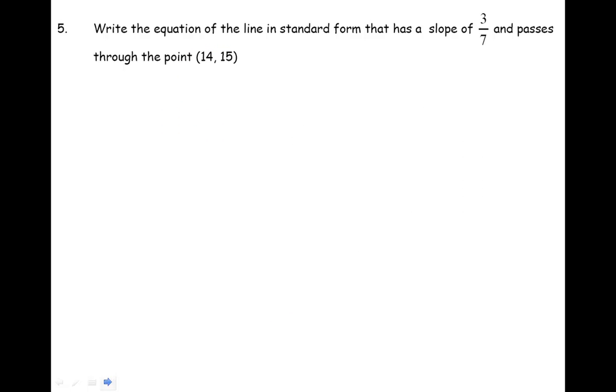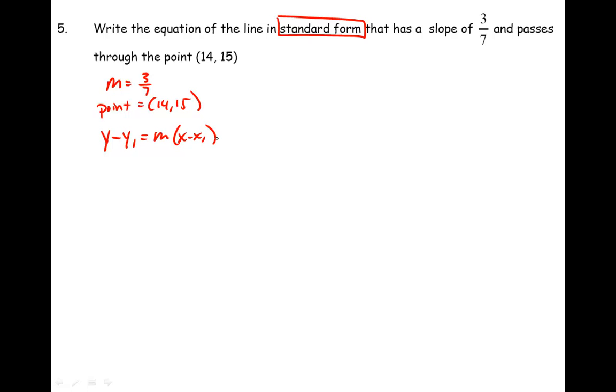Number 4, we want to write an equation in standard form, so we got to follow the 3 rules that we wrote on the first page. They gave me that the slope is equal to 3/7 and a point is (14, 15). So because I have a slope and a point, I need to start off by using point-slope form. Substitute the information they gave us. y1 is 15. x1 is 14. Distribute in your 3/7.